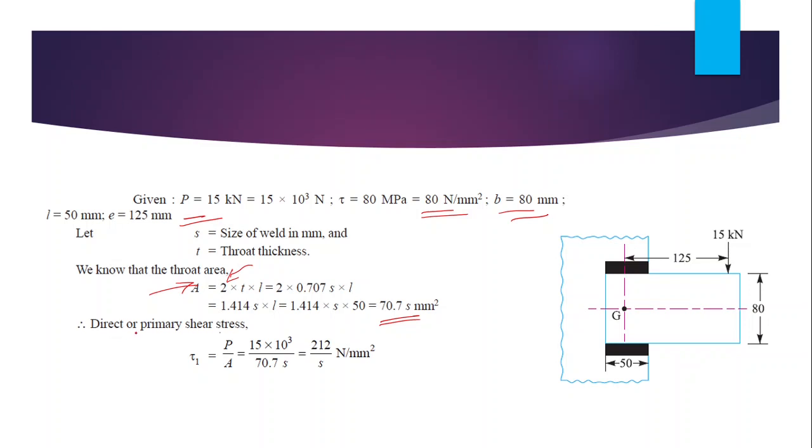Then the direct or primary shear stress is equal to P by A. Here the given P is equal to 15 into 10 raised to 3, divided by the area 70.7 S, that's equal to 212 by S Newton per mm square. This is the direct shear stress.